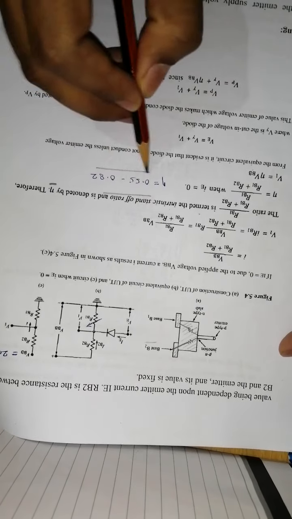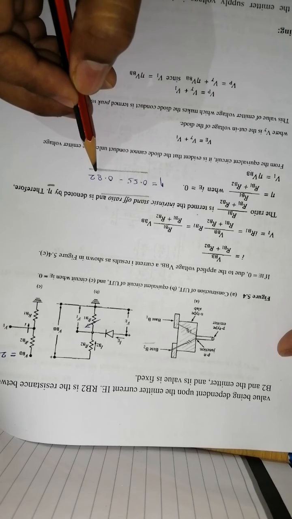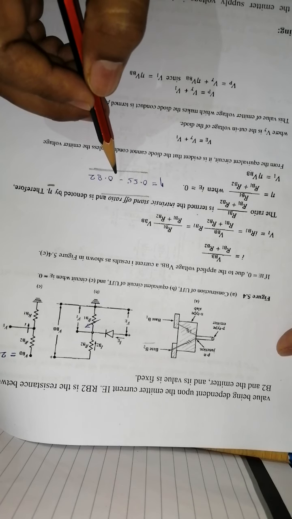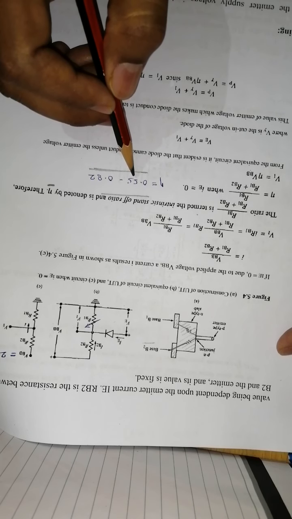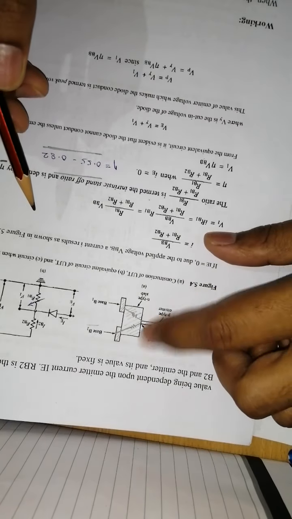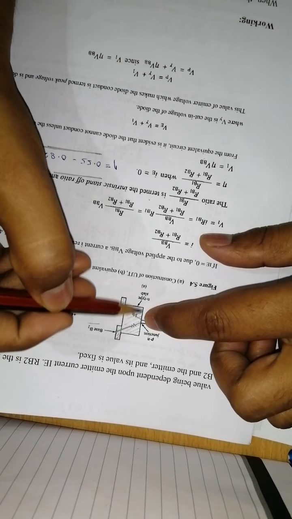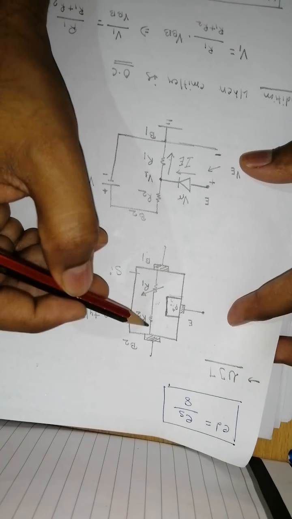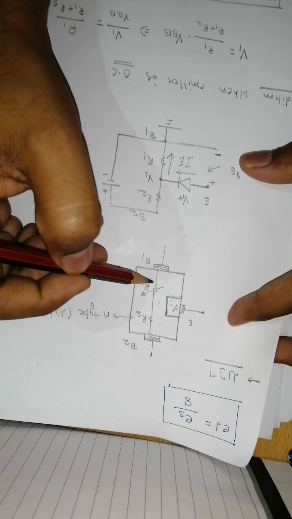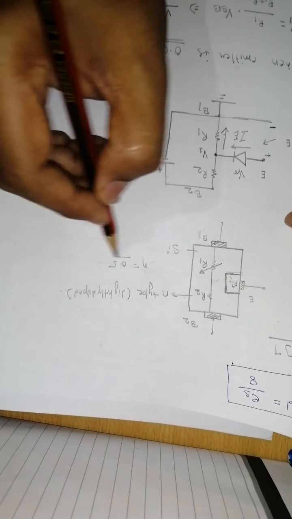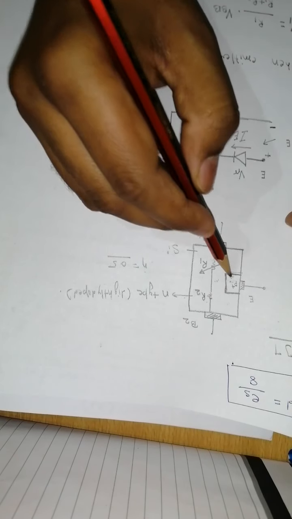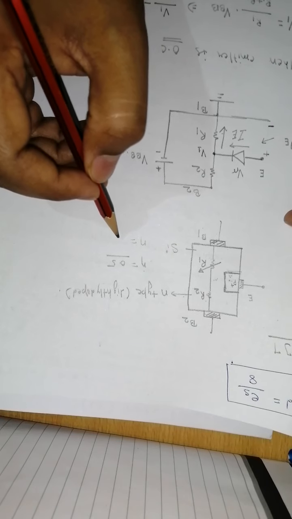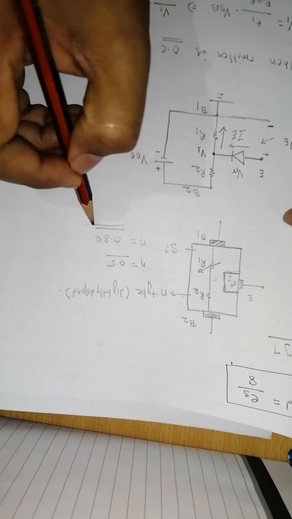Practically, this eta value is 0.55 to 0.82. What is the meaning of this? It is not exactly 0.5, because if this emitter terminal were exactly in between base 1 and base 2, as we can understand better in this picture, then the two resistance values would be exactly the same. So the eta fraction would come to exactly 0.5. But it is not so. This is nearer to base 1, so that's why this eta value is near about 0.82.